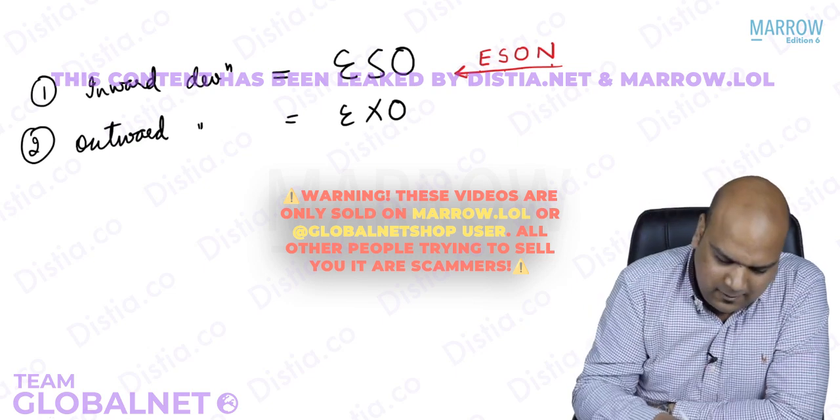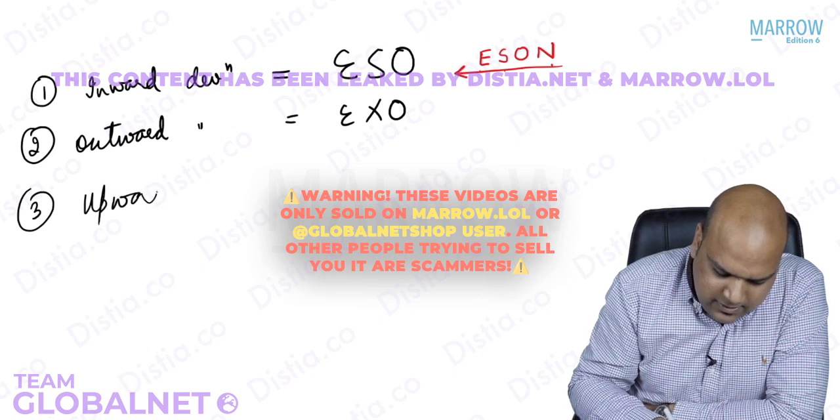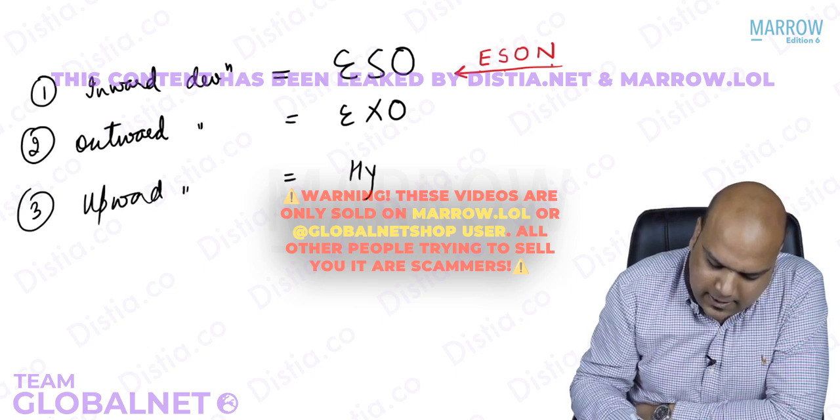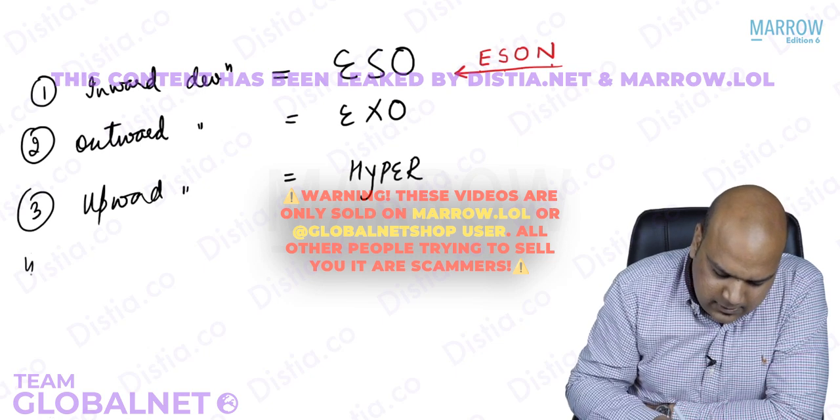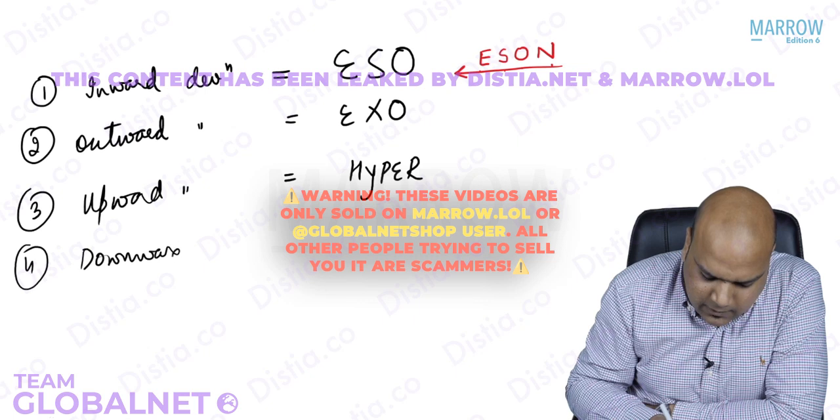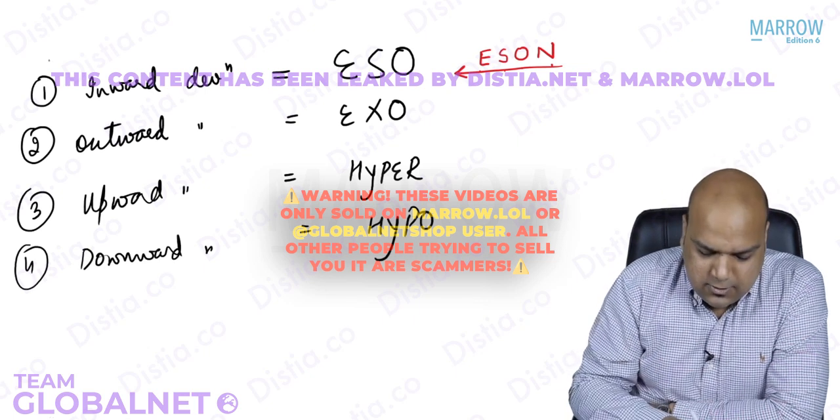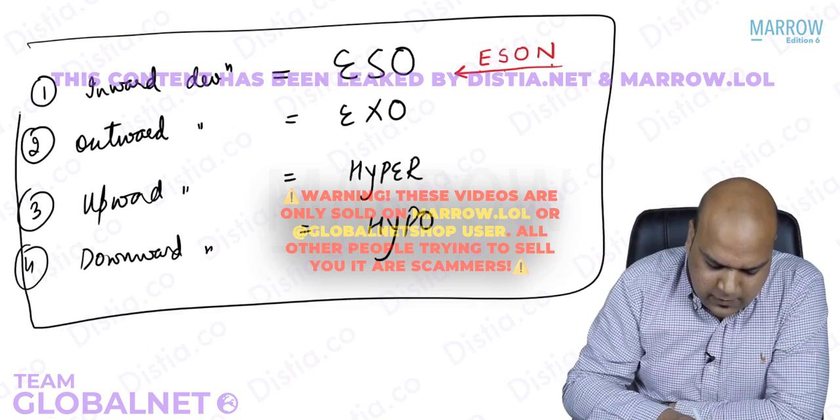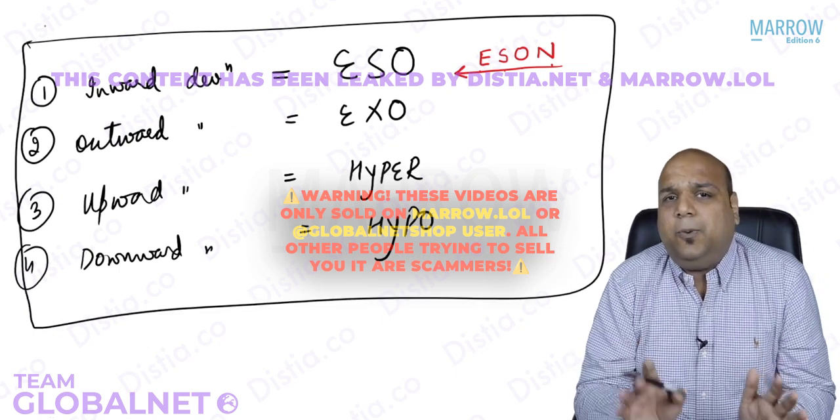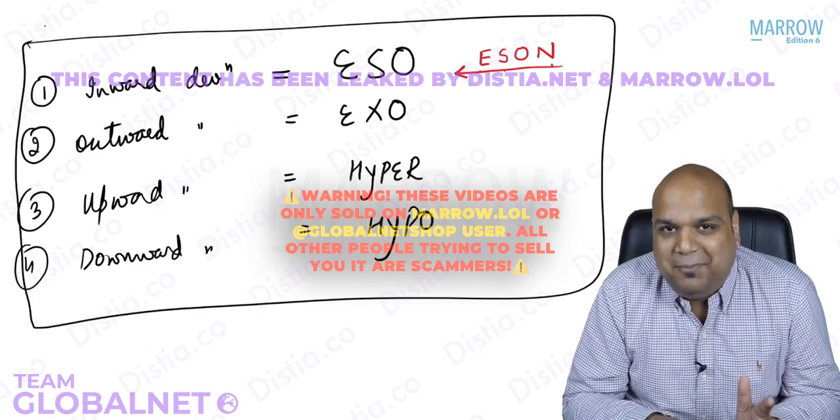Are we clear? Now, number 3, everybody. If I talk about upward deviation, by simple basic nomenclature that we know, it means hyperdeviation. And lastly, everybody, downward deviation will be hypodeviation. So these are the 4 names you usually use in your MCQs or in your questions. I have shown you the images. I have told you the trick. I hope you will be able to remember that.